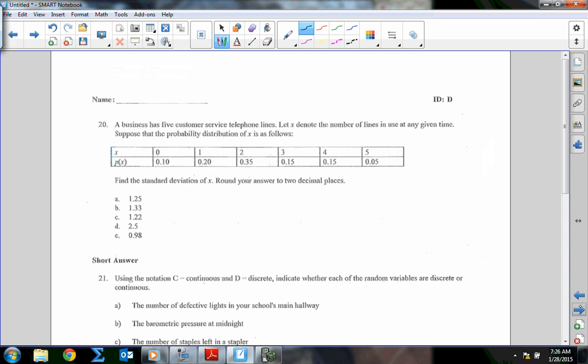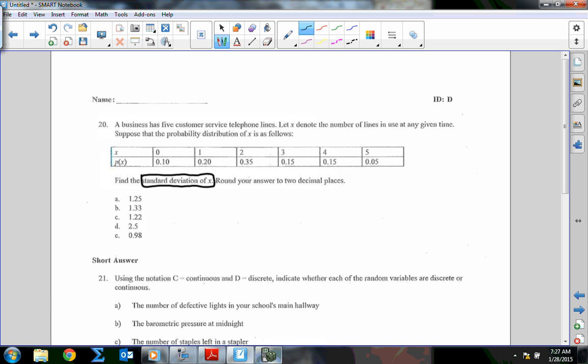Let's see what's next. Business has 5 customers. Okay, this time we're finding the standard deviation. Now, when I did the mean before, they were really friendly numbers, and it wasn't so big, and I did it by hand. This one looks a little more involved number-wise. So let's go over how to do it in your calculator. Oh, I can't find my copy. Oh, there it is. All right, here we go.